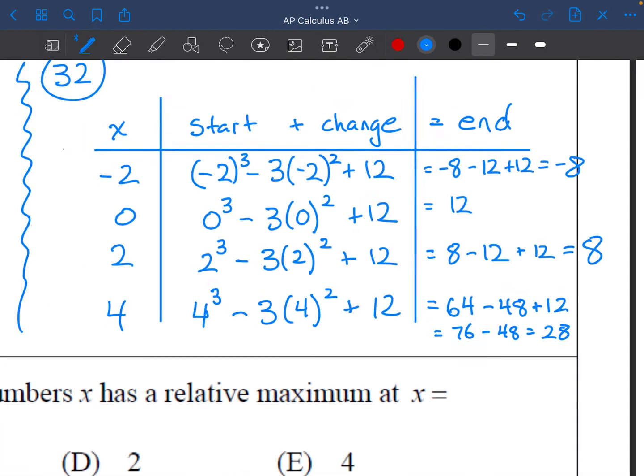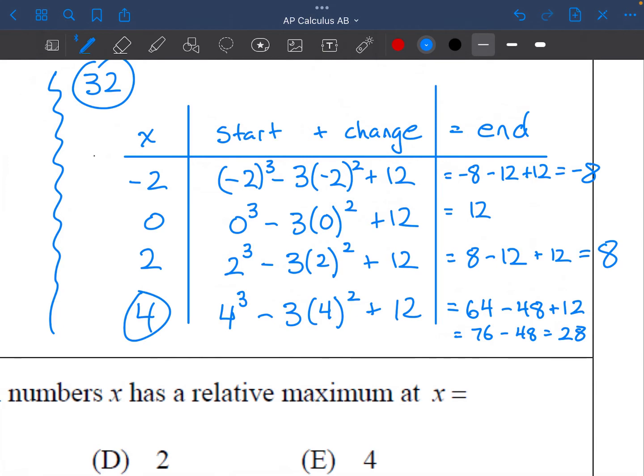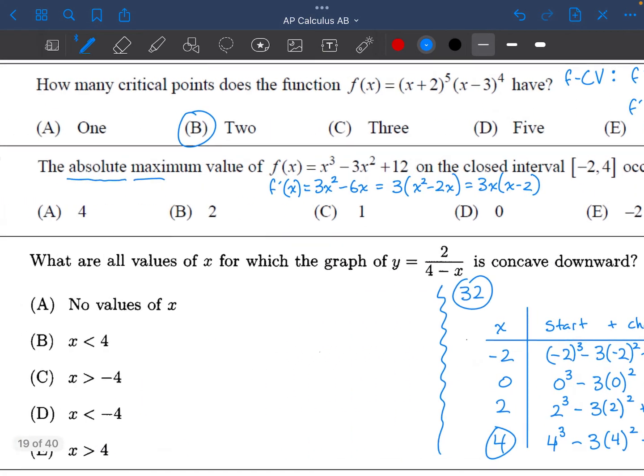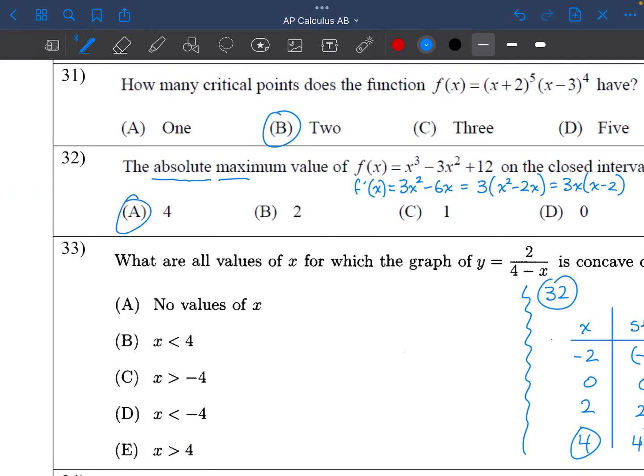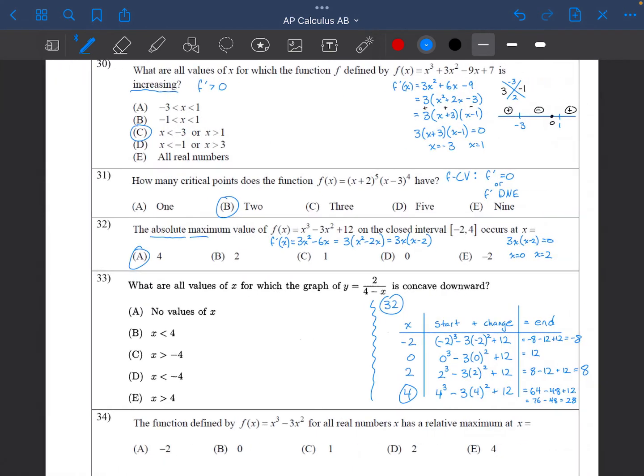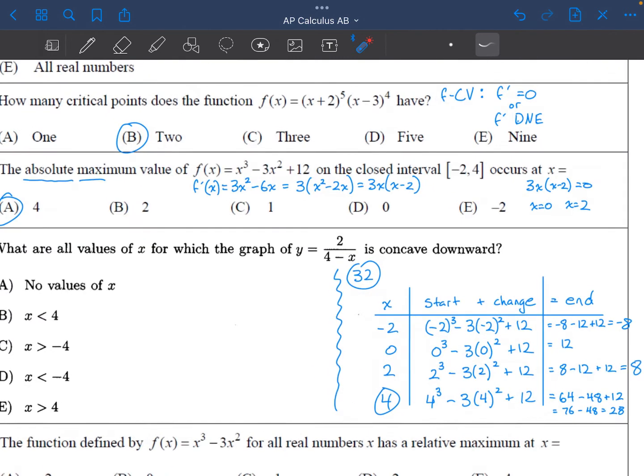And 28 is bigger than all the rest, so the answer is 4. 4 is the absolute max. This is just one of those times to remember that you do have to include the start and the end, the -2 and 4, when you're comparing absolute maximums. All right. Whew, halfway done with the packet.